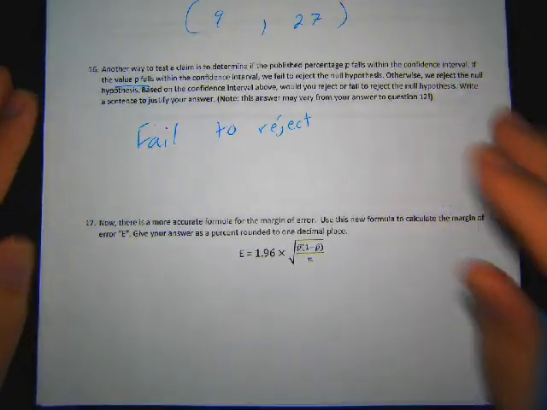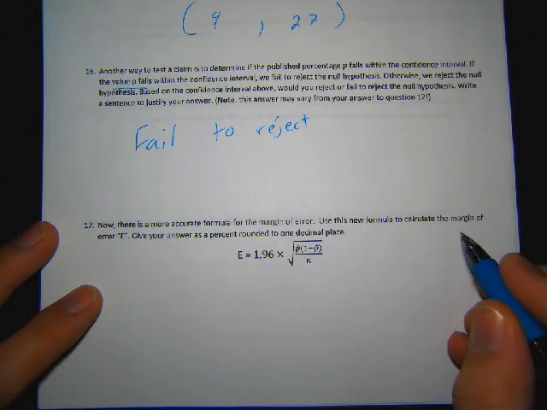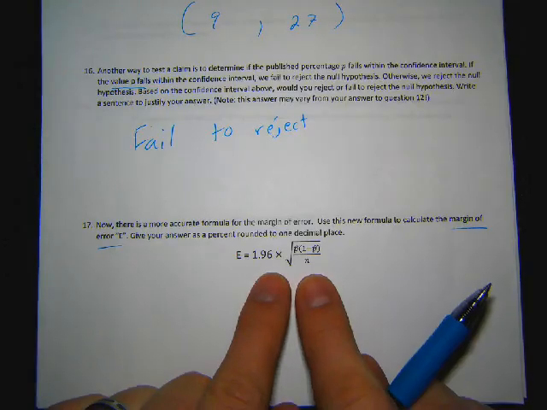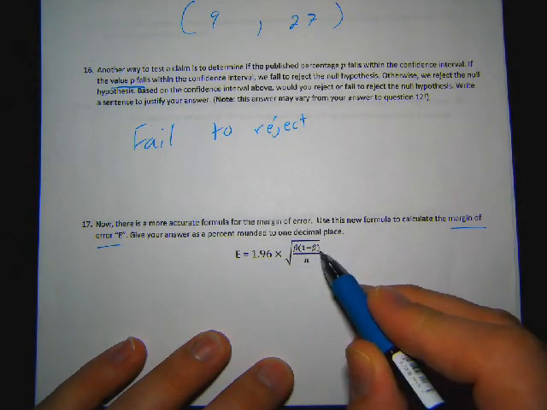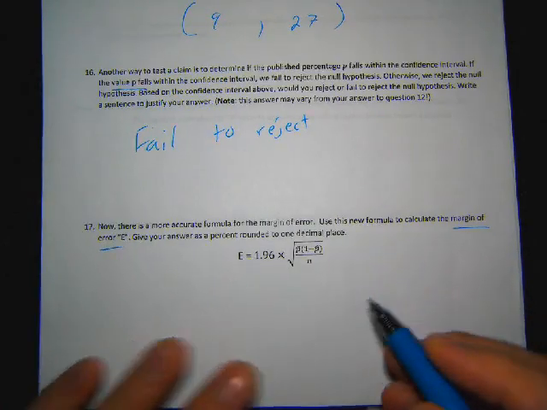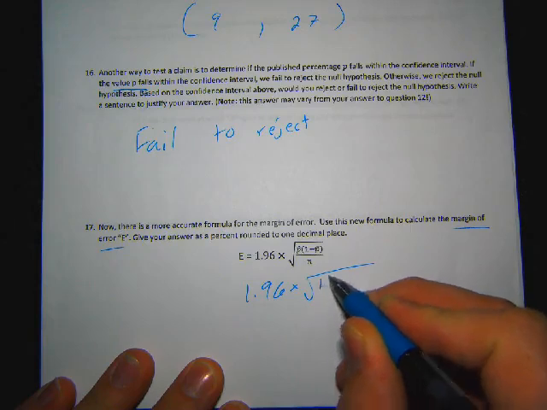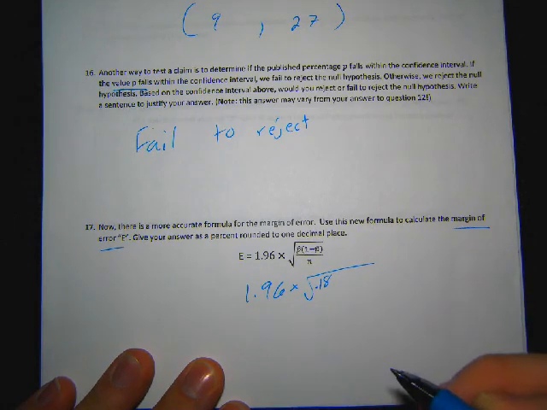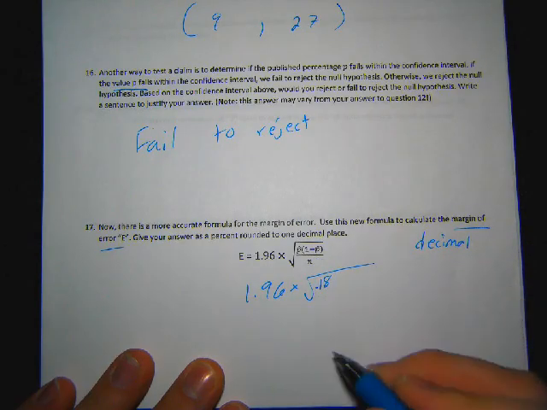So next time, number 17, we're going to build another confidence interval. First, we're going to find another margin of error, but now we're going to use the actual formula. This formula has the number 1.96, the p hat, 1 minus p hat over n. In my case, I'd do 1.96 times root, 18% turned into a decimal. Again, don't forget the decimal forms when you're doing these formulas with the p's and p hats.